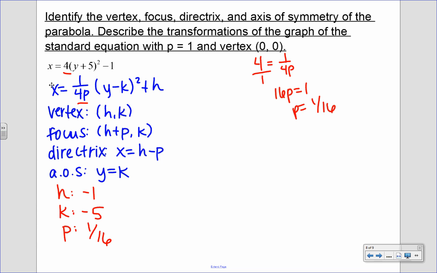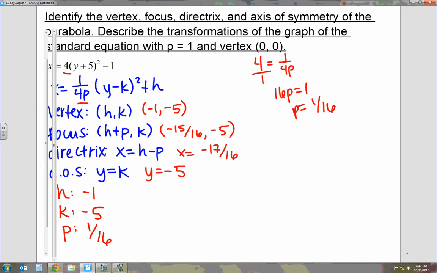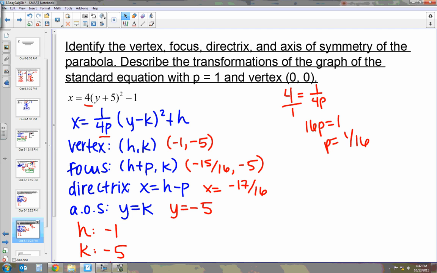So now let's plug this in. (h, k) is (negative 1, negative 5). h plus p for our focus is negative 15/16, negative 5. Our directrix is h minus p, so that gives us x equals negative 17/16. And then, of course, our axis of symmetry is y equals negative 5. So you definitely need to work with that. Having that in front of you is really going to help you on your homework.